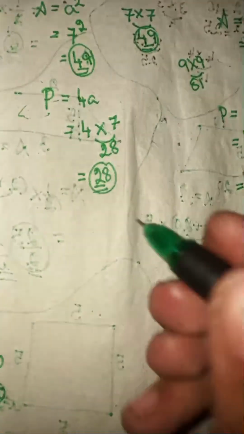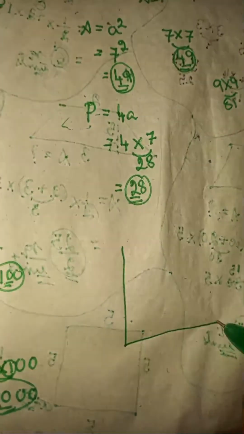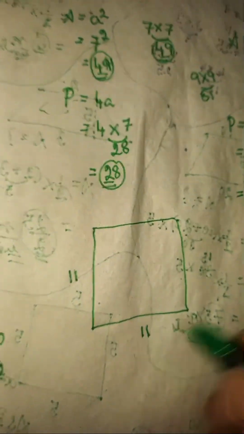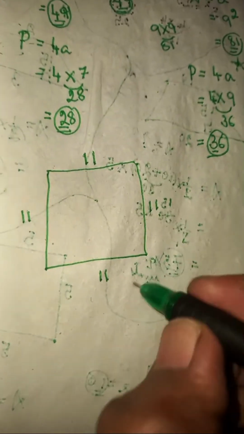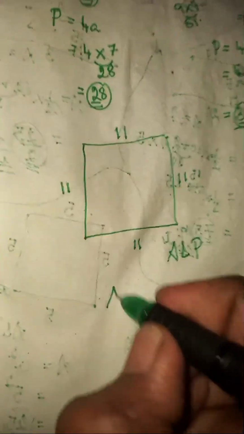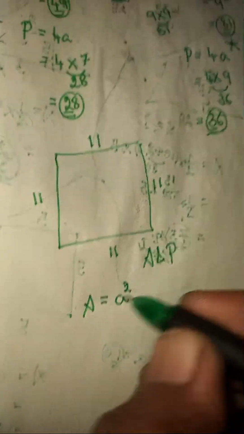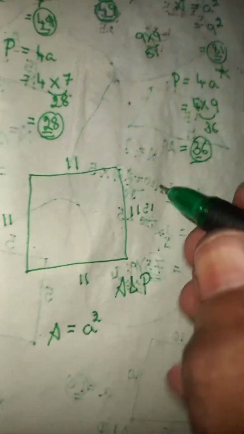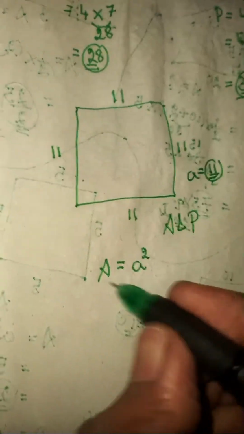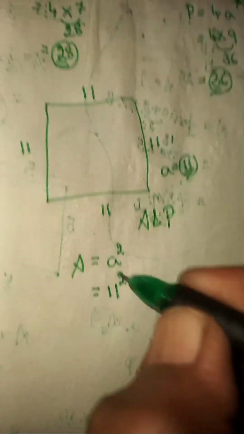Let's find out by taking another square. In this square they have given all sides as 11 units. When all sides are 11 units, here also you need to find area and perimeter. Now area equals a square, that is the side length square. a is equal to 11, so it's going to be equal to 11 square.